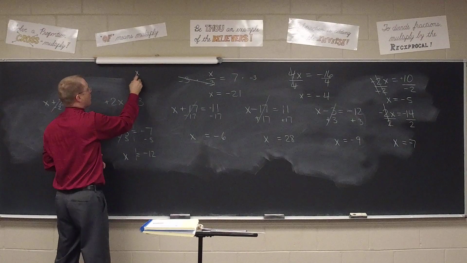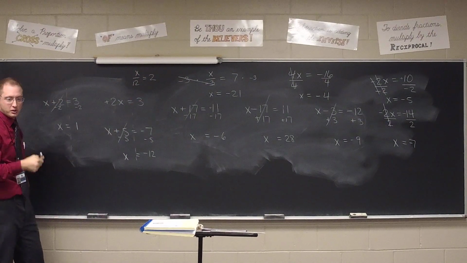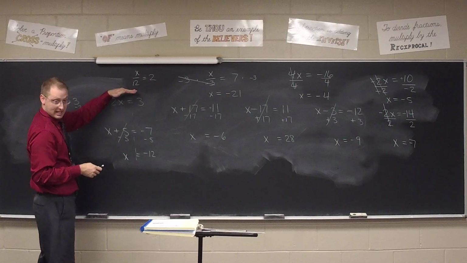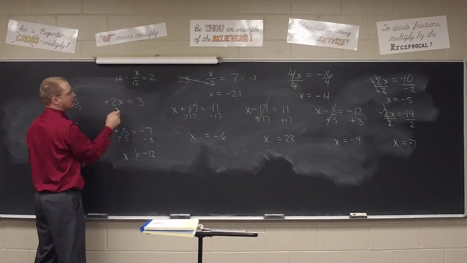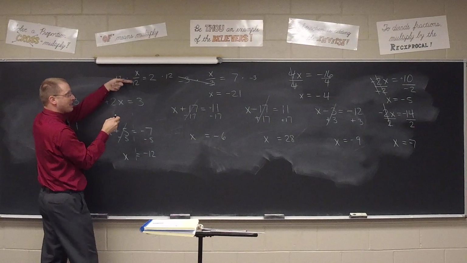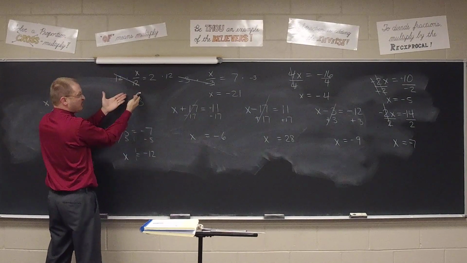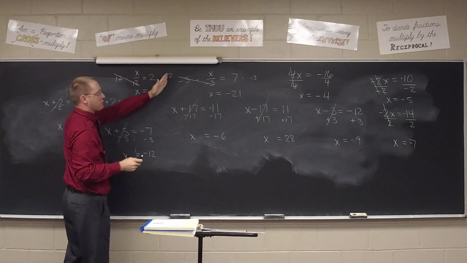What if I had x over 12 is equal to 2? What's the number that troubles my soul, Glenn? The 12. And it's being divided, so I need to multiply. And what I do to one side, a times 12 and a divided by 12, since they're opposites, are going to cancel. So all I'm left with over here is x. And I've got my equal sign, and then 2 times 12.